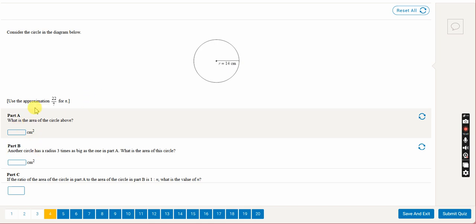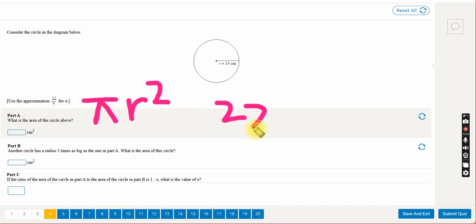Now the area of a circle. Now remember, what is the area of the circle above? So now what is the formula for the area? Pi r square. Now the extra step you're just going to do here is multiplying it by pi. So 22 over 7 times 14 times 14, and the numbers are a bit bigger.